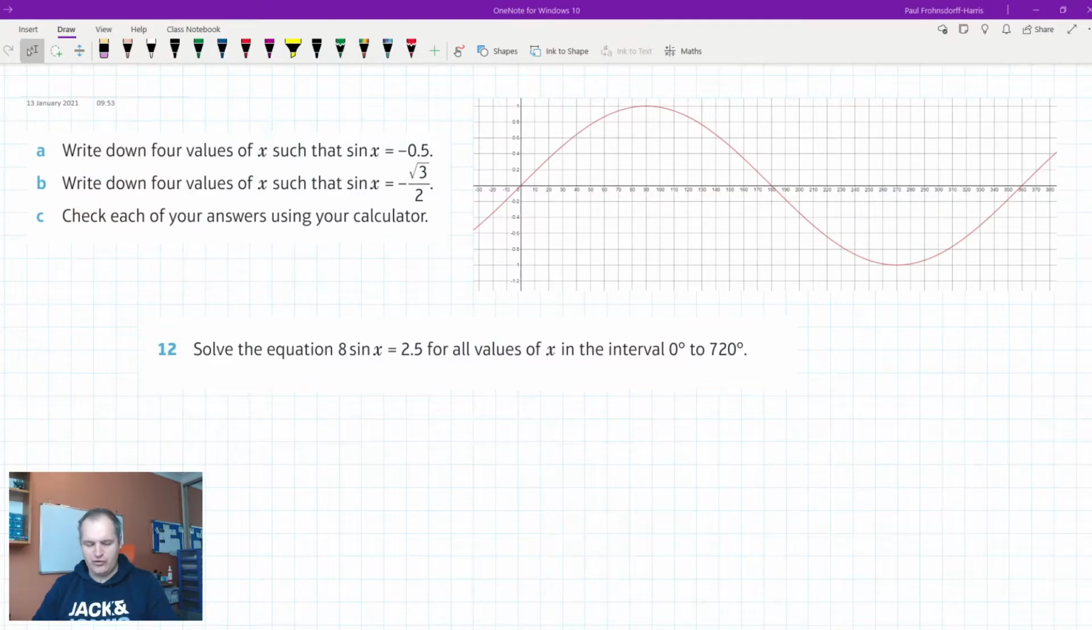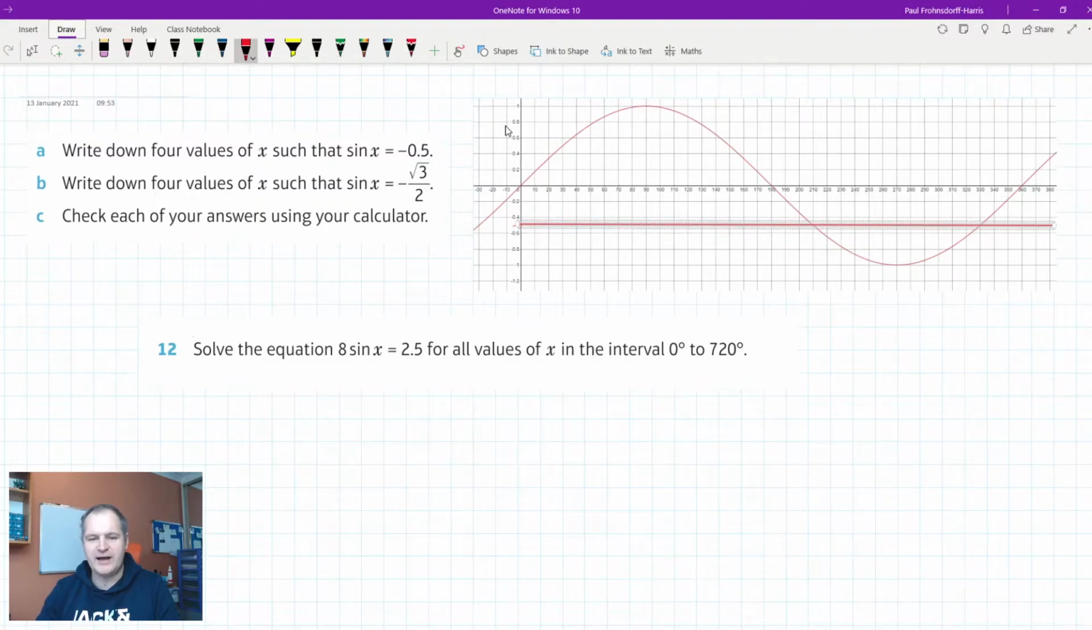So as you can see on the screen, we have the sort of problem that we're going to need to do. Now, in the last video, we saw how we can read this off on the graph by actually drawing across. So we could say sine x equals minus 0.5 happens here. And we can read off using a straight line all the places where this happens. We can see this happens in two places, at 210 and 330.